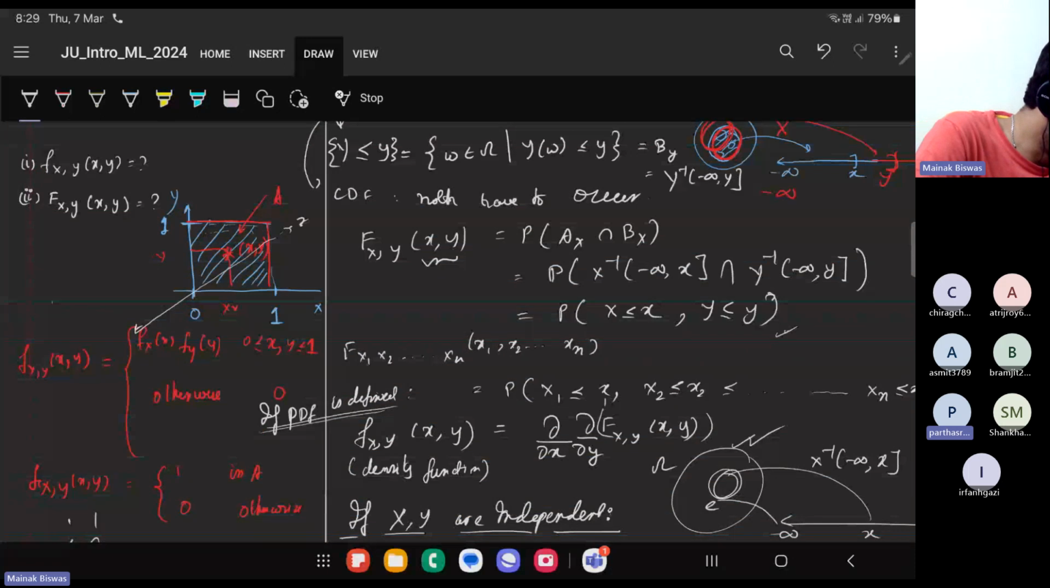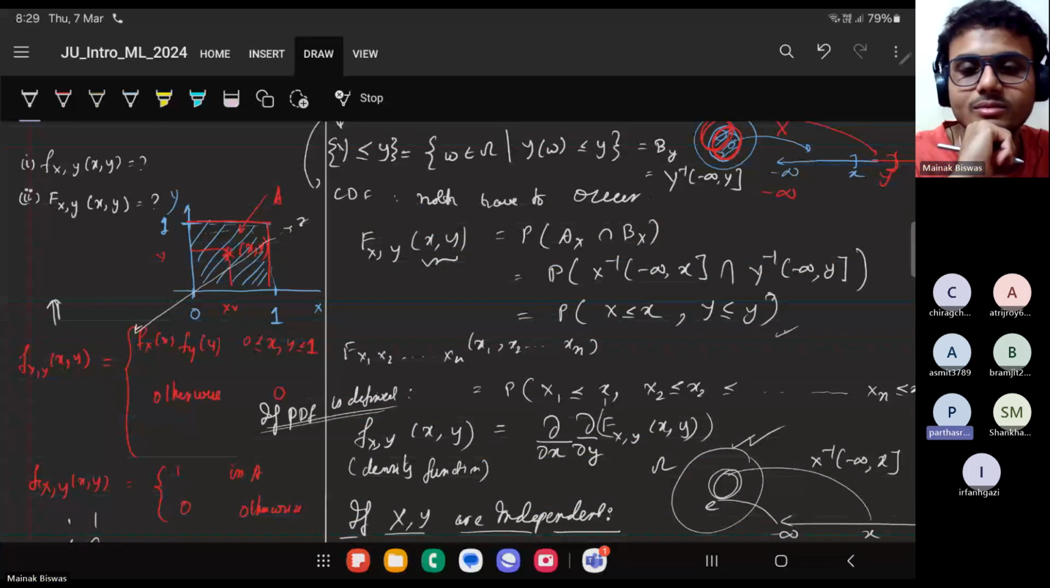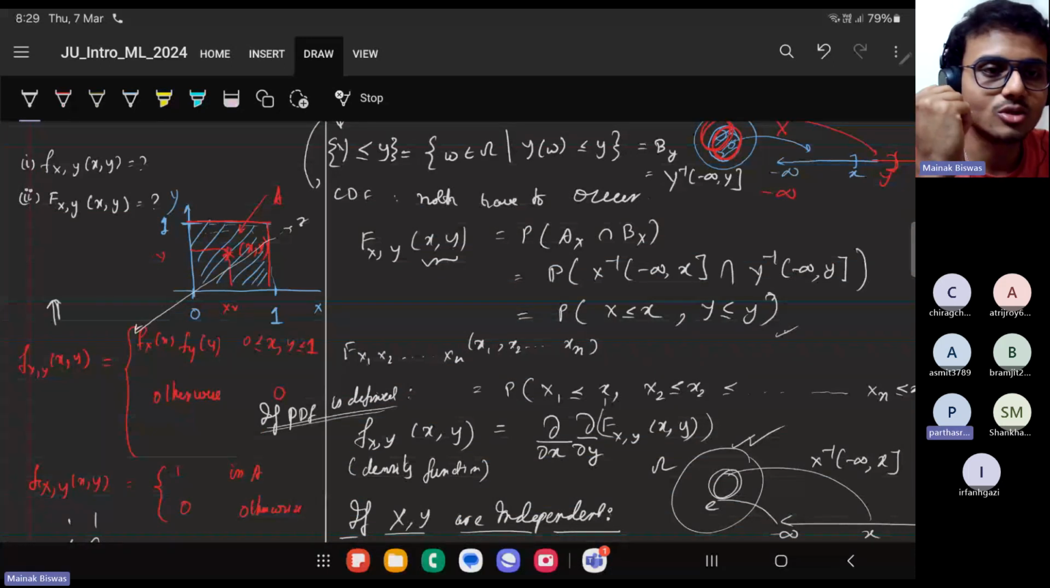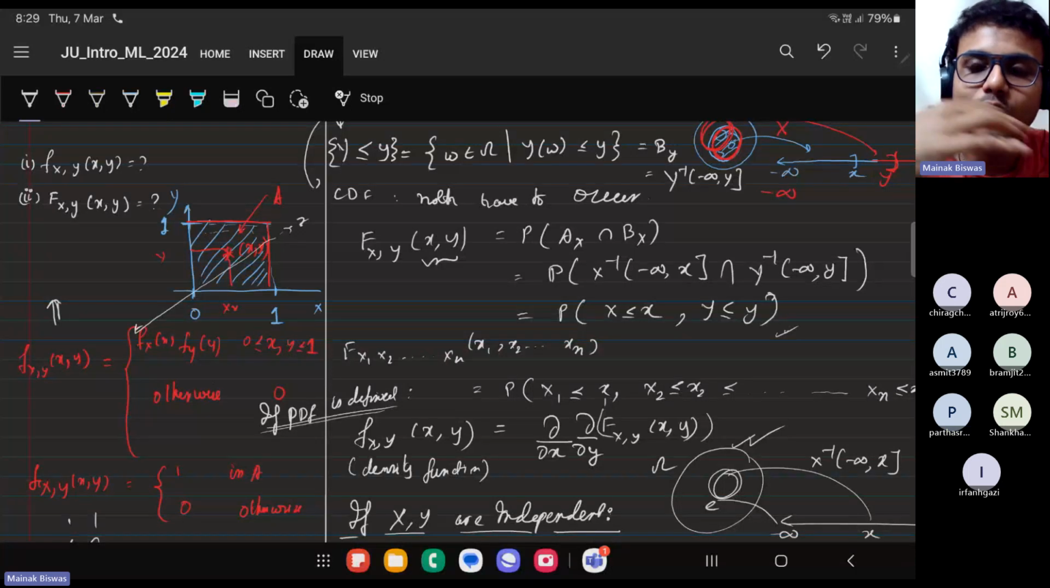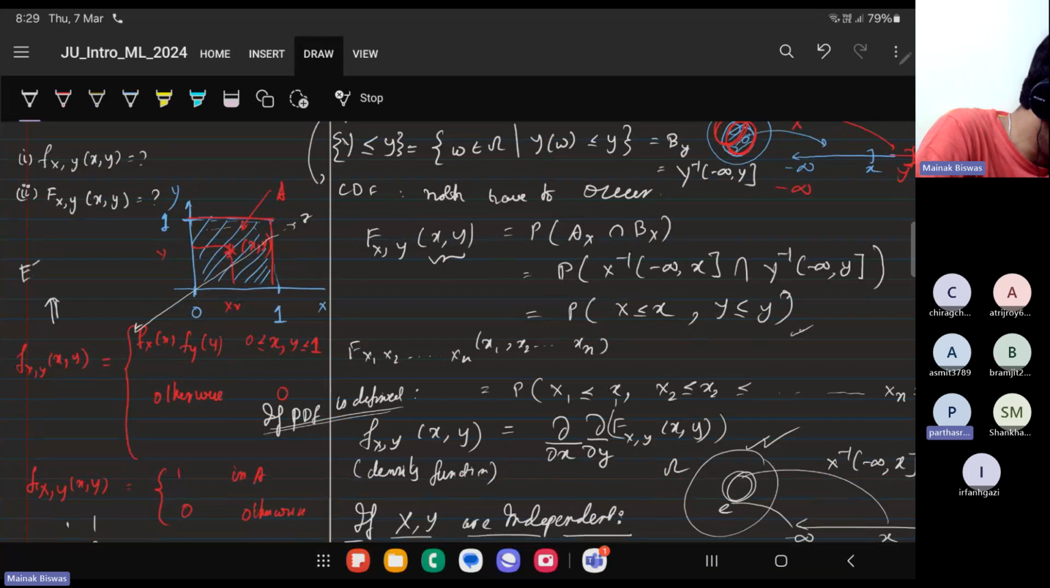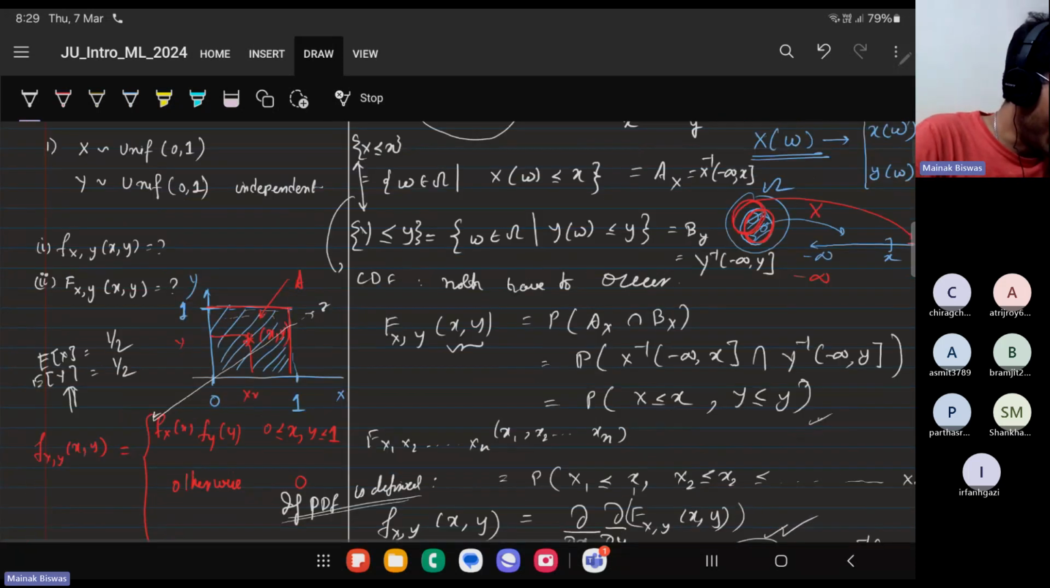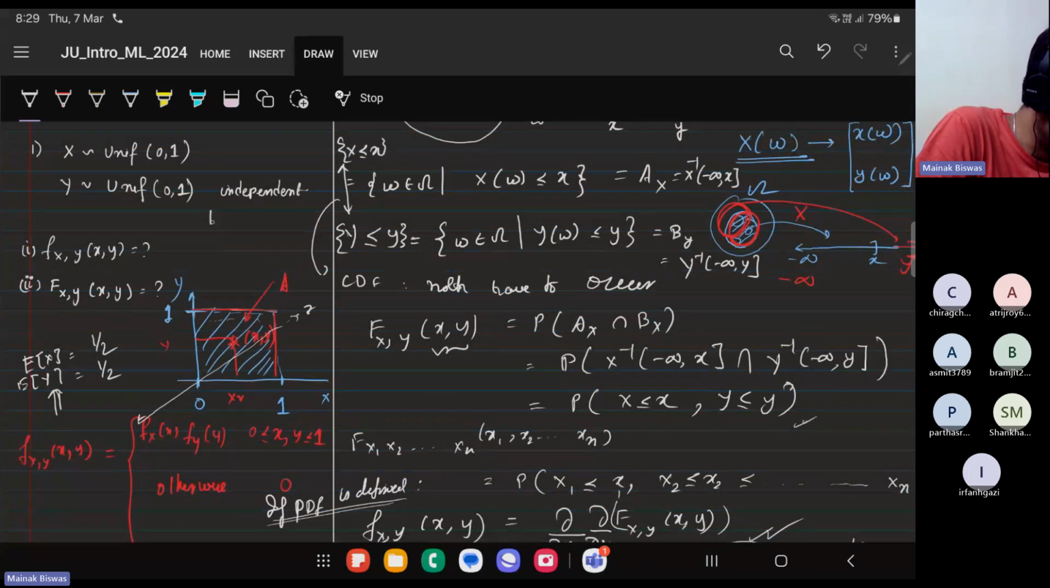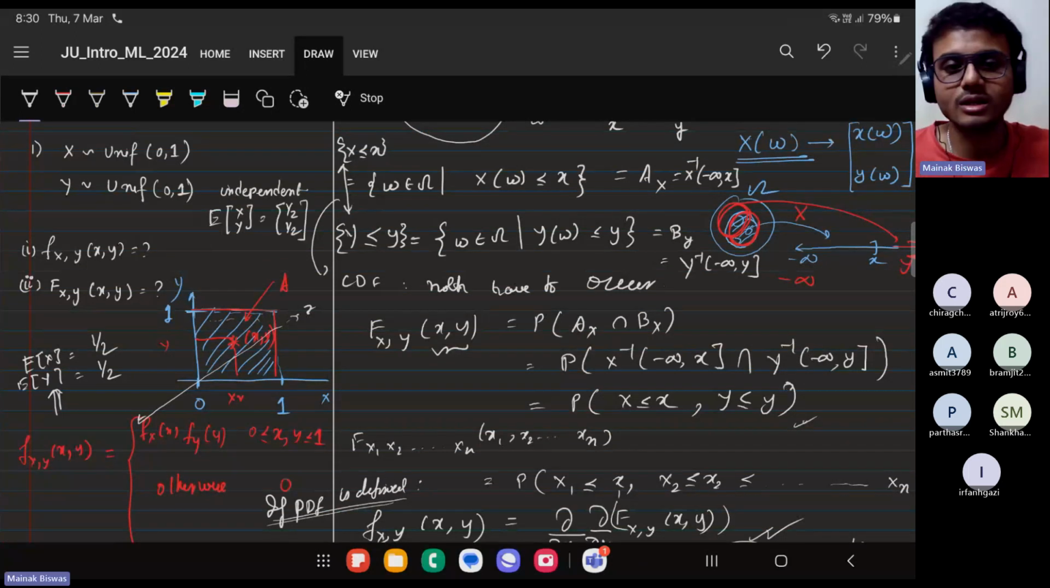They are independent, so the expected value would be the multiplication of the expected value of x into the expected value of y. So it is equivalent to doing x and y independently, right? Expected value of x would be just half. Expected value of y would be half. So you would have half comma half as your expected value of x comma y. So it will be a vector, not one value, because we have two variables, right?